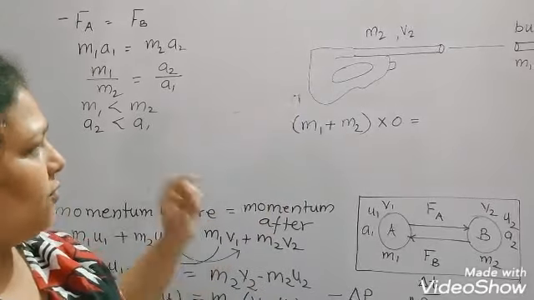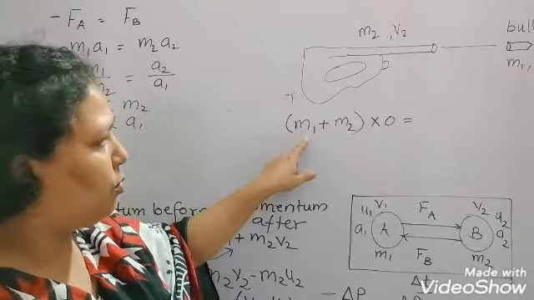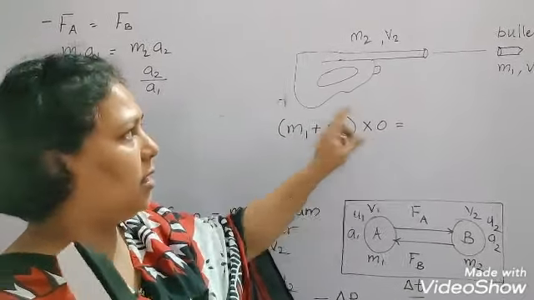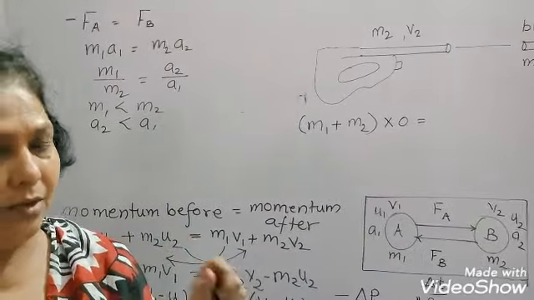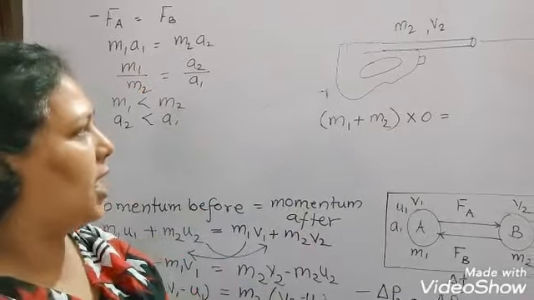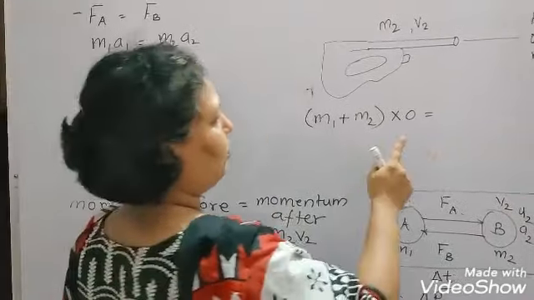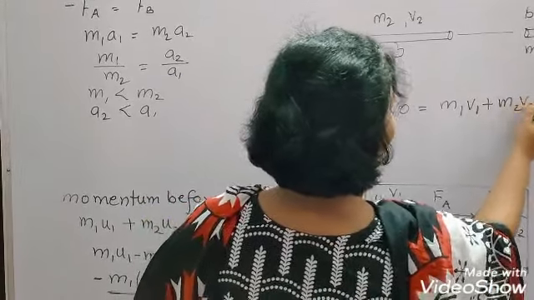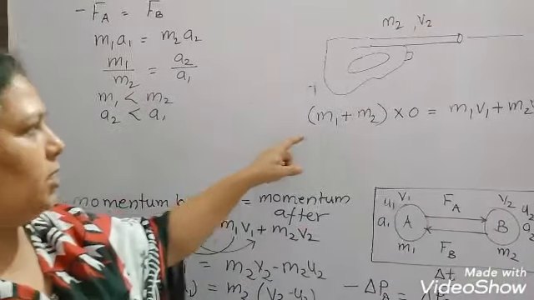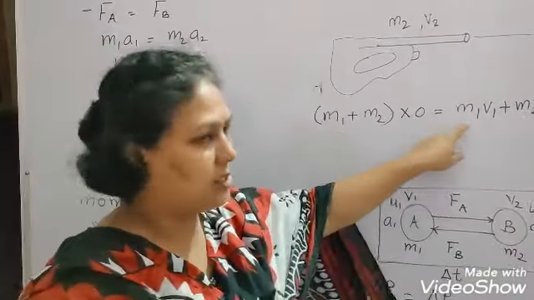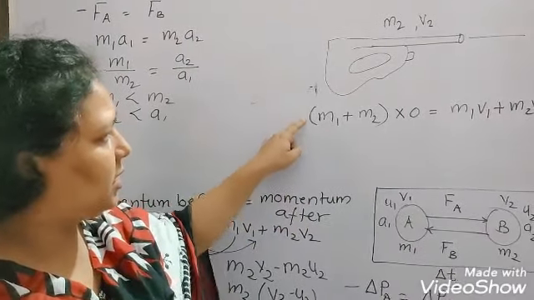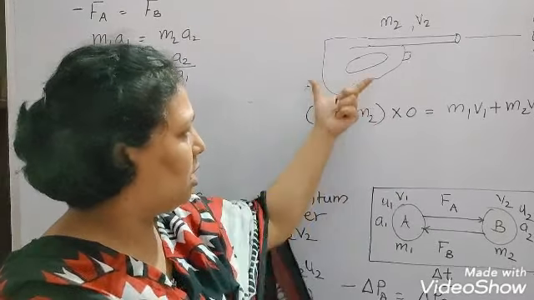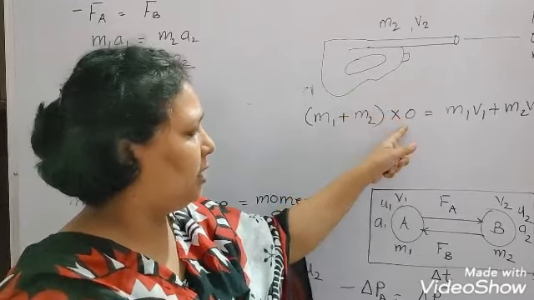In such a situation, the initial momentum is (m1 plus m2) multiplied by 0, because the velocity is 0. The gun loaded with the bullet is in rest position here, and when the bullet is fired from the gun, the momentum becomes m1 v1 plus m2 v2. We know that from the law of conservation of momentum, the momentum before and after the incident will be the same, because here m1 plus m2, the mass of the gun and the bullet, is multiplied by velocity 0.